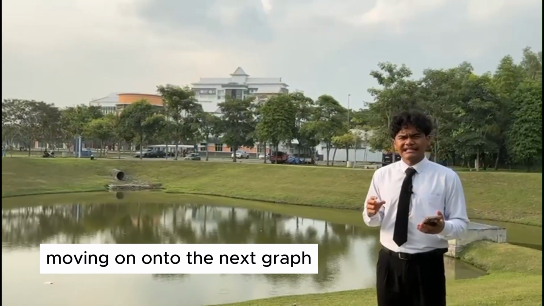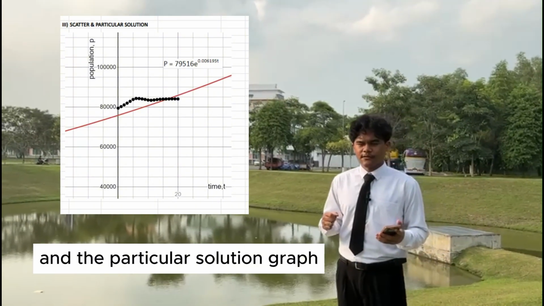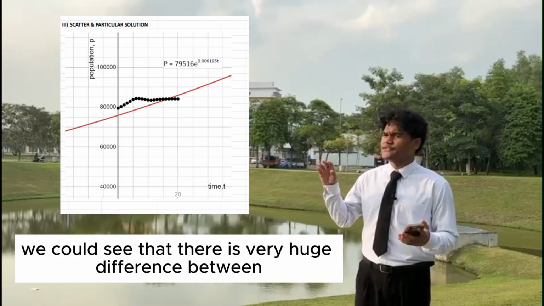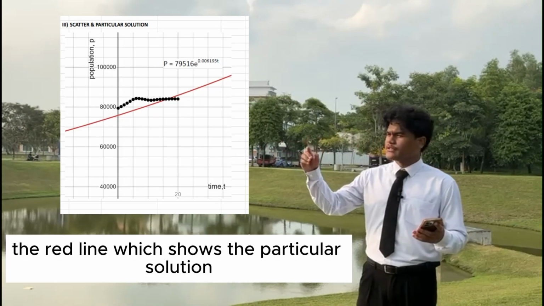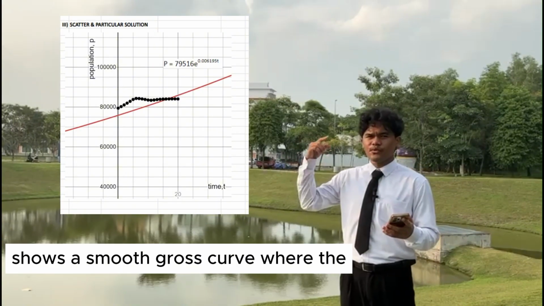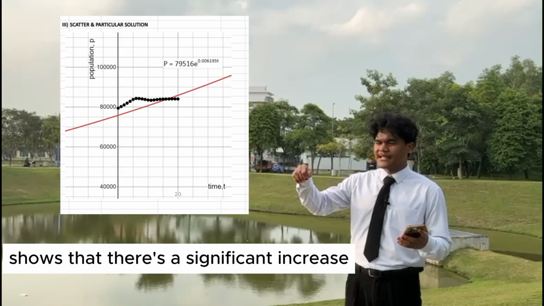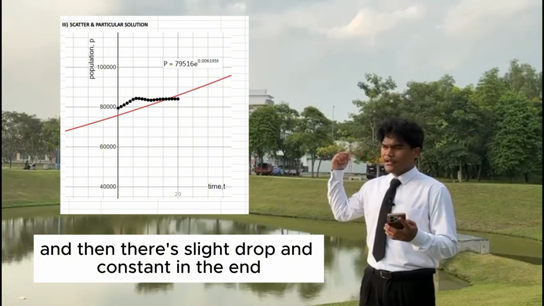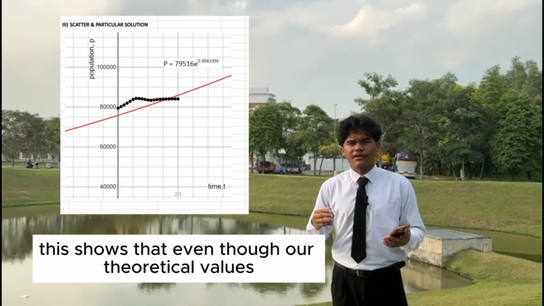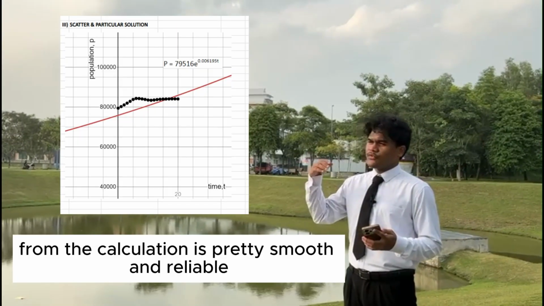Moving on to the next graph, where I combine the scatter plot and the particular solution graph, we can see that there is a very huge difference between both of them. As you can see, the red line, which shows the particular solution, shows a smooth growth curve, while the black dots show a significant increase in the beginning and then a slight drop and constant level in the end. This shows that even though our theoretical values from the calculation are smooth and reliable.